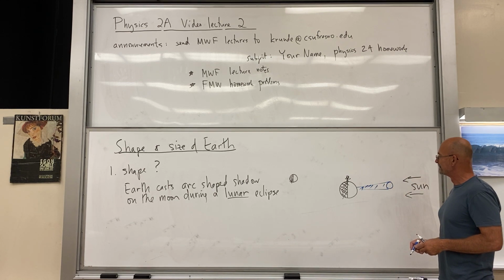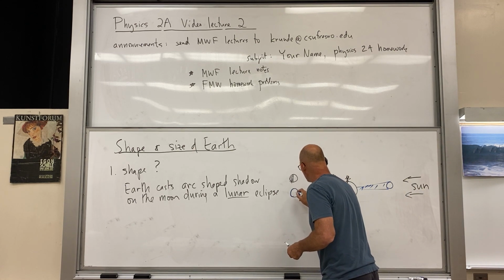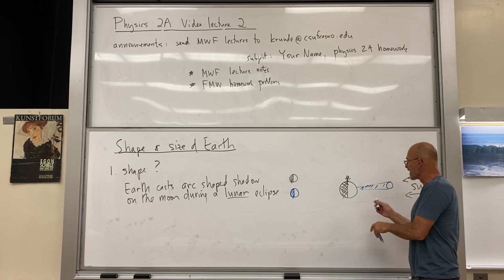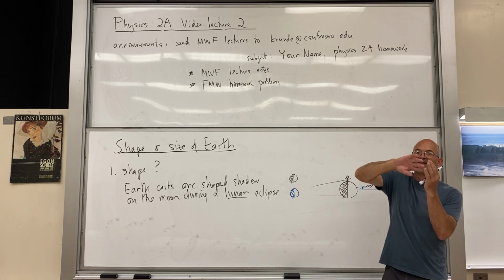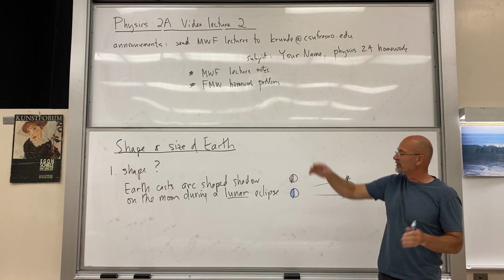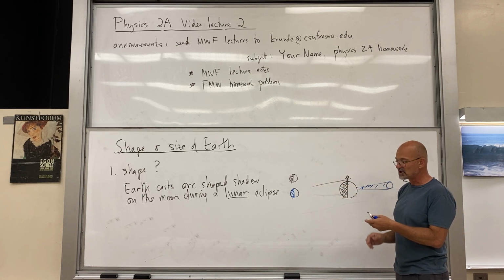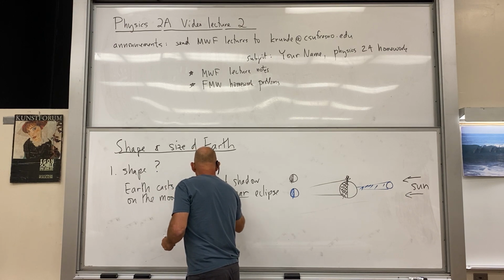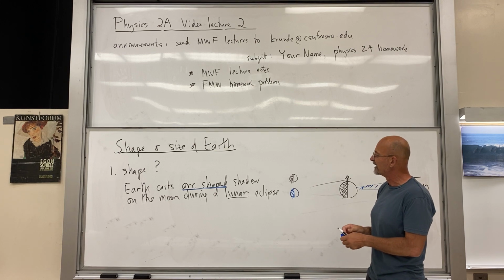If that moon is over here, then the Earth casts a shadow on the moon. And that shadow has an arc shape, a curvature to it. And the ancients said, well, only a sphere will always cast an arc-shaped shadow. So that's an interesting topic. You can look that up. That's how we know that the Earth is a sphere.